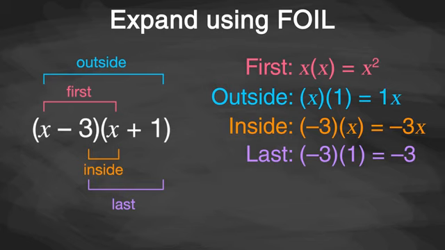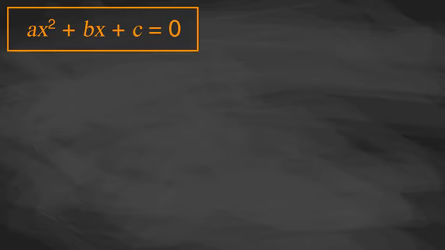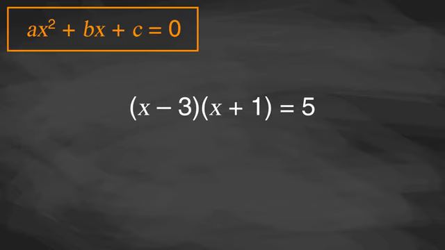The equation is x^2 + 1x + (-3x) + (-3). Combine the terms of 1x and -3x. Your final equation is x^2 - 2x - 3. Let's see if our new equation is in the standard form yet. Our original equation was (x - 3)(x + 1) = 5. The new equation is x^2 - 2x - 3 = 5.